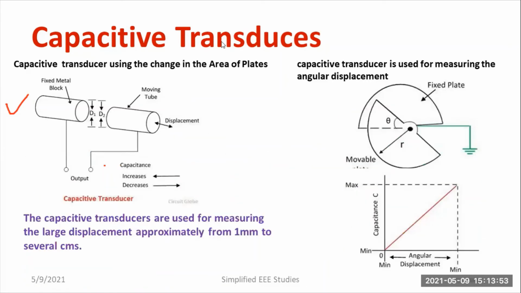Similarly, let us consider how to measure the angular displacement. Look at this diagram. As the angular displacement increases, definitely the overlapping area of the plates increases. Remember that whenever the angular displacement increases, the overlapping area also increases. As the overlapping area increases, the capacitance will increase. Why? Because the overlapping area and capacitance are directly proportional.